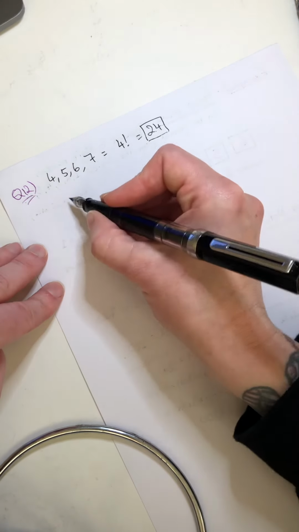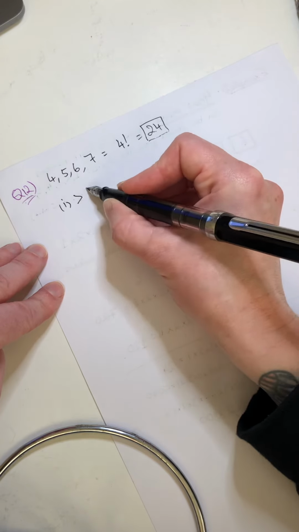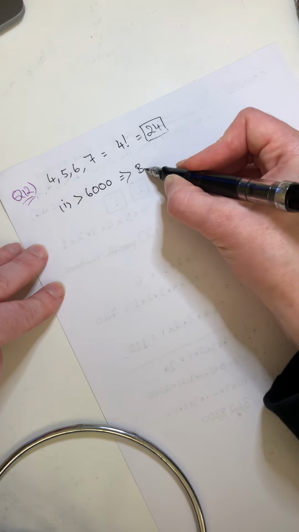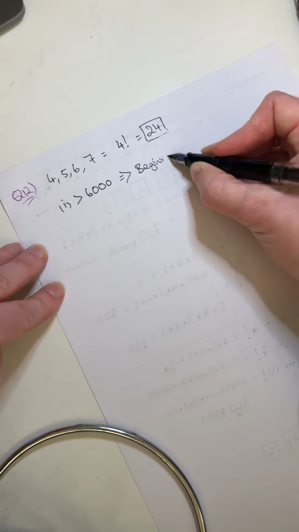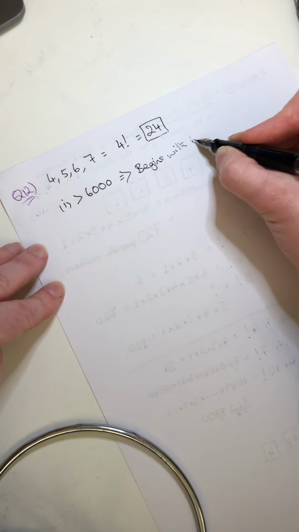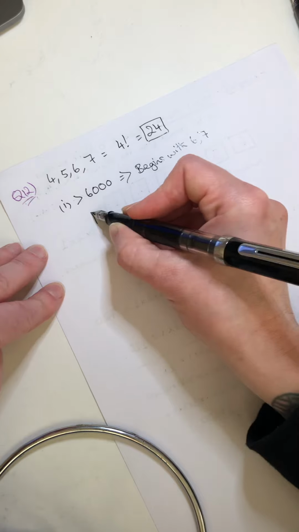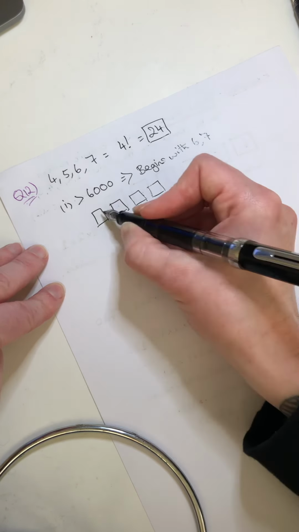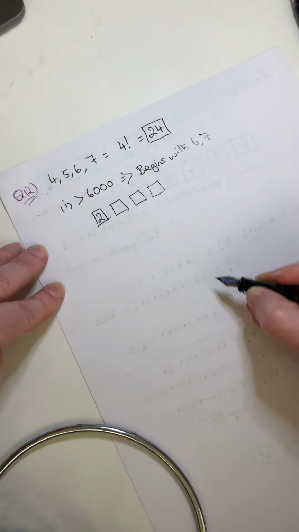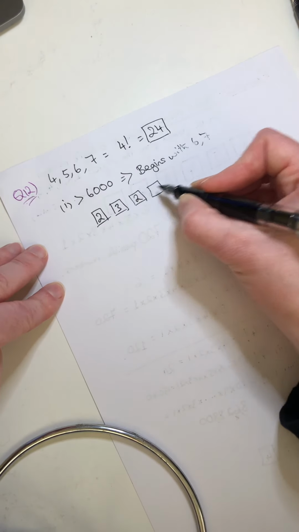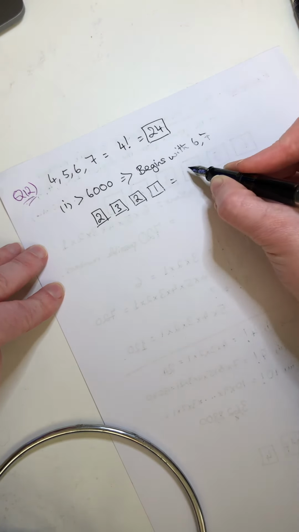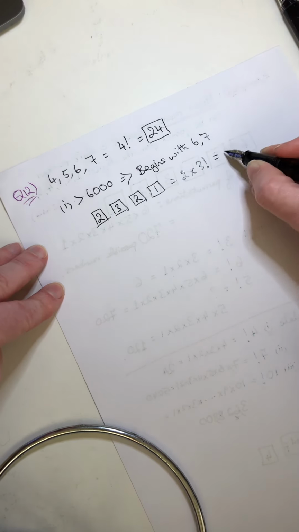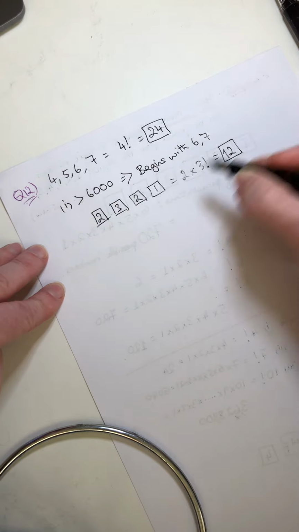How many of those numbers are greater than 6,000? So if they're greater than 6,000, that means that it begins with either 6 or 7. And using my pigeonholes, I know that I have 2 choices for the first digit, followed by 3, 2, 1 for the others, and that is 2 times 3 factorial, or 2 by 6, which is 12.